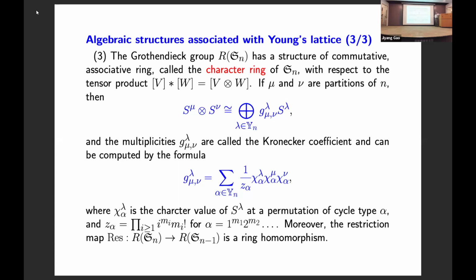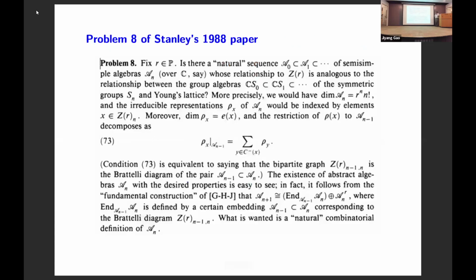So the aim of this talk is to introduce the three algebraic structures associated with the Young-Fibonacci lattice, which play similar roles to the Young lattice for symmetric groups. Okay, so that answers the question in the Stanley paper.